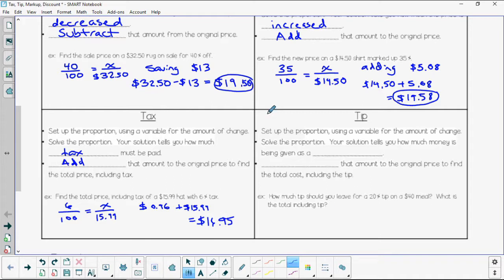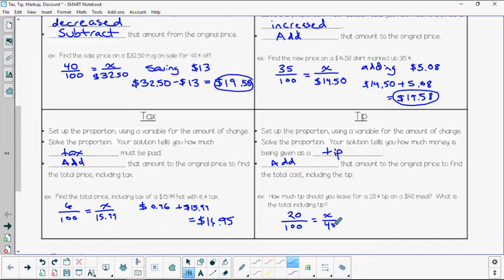And tip. Again, set up the proportion. It tells you how much money you are leaving as a tip. Again, you add that amount to the original price to find the total cost, including tip. So how much did you tip for a 20% tip? 20 over 100 on a $40 meal. So $40, and we don't know how much tip. X here is the tip.